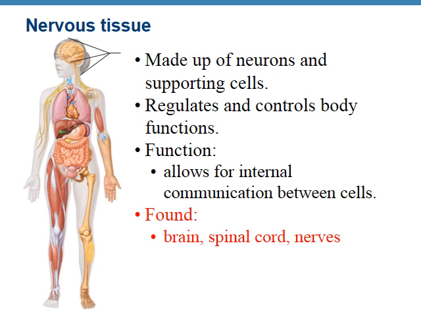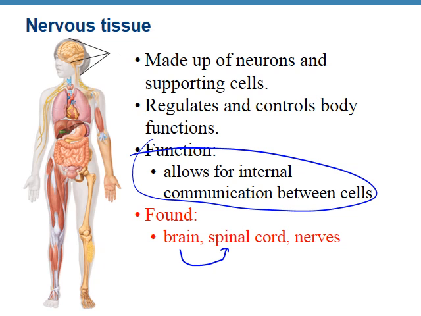Nervous tissue is our last category, and we only have one slide to look at. Let's look at the function. It allows for internal communication between cells. So basically, the brain initiates, the message travels down the spinal cord, and then out of the spinal cord to the nerves. So from the brain, down the spinal cord, and then coming out of your spinal cord, you have nerves.